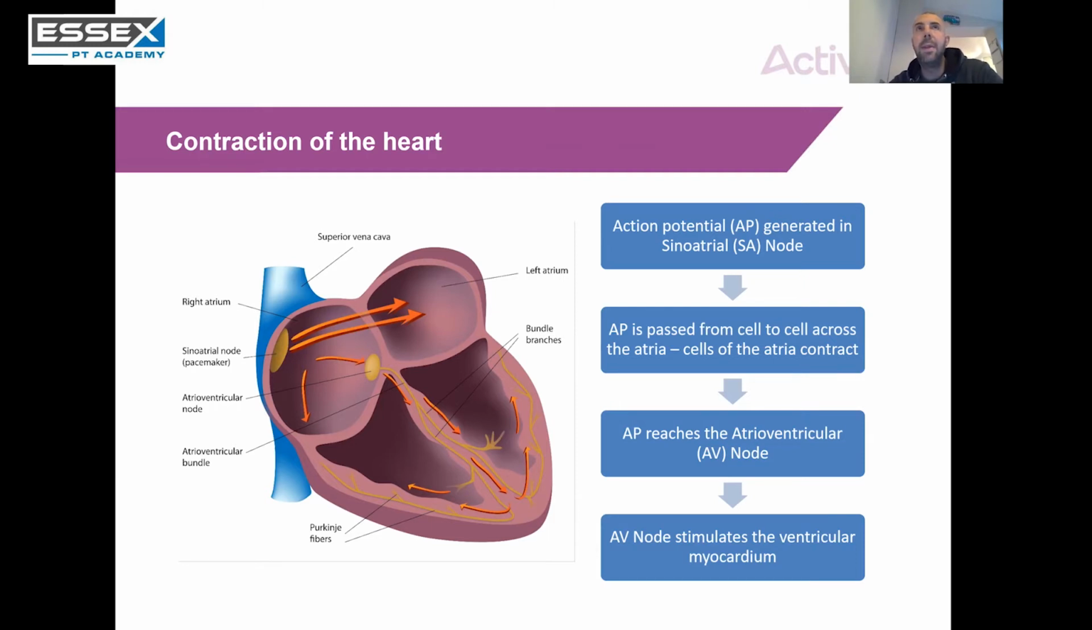And without that, you wouldn't have a beat of the heart. So it stimulates the fibers to contract. That action potential is generated in the sinoatrial node, the SA node. You can see that in the top left-hand corner of the heart, and underneath it's got in brackets pacemaker. You'll have heard that term pacemaker before when people have one fitted.